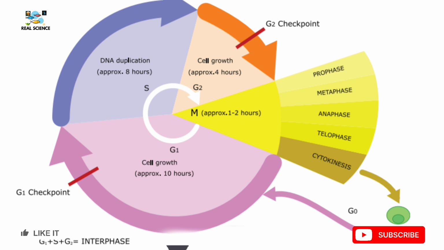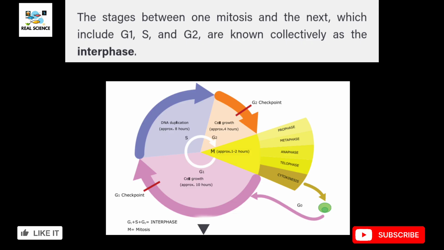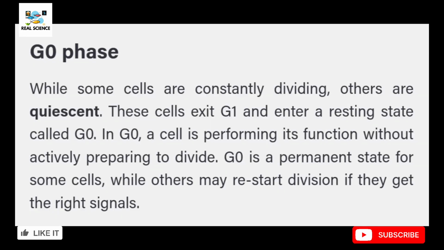So let's see how these phases work. The gap 1 checkpoint, the S phase, and the G2 gap checkpoint, together known as interphase. Let's just start with the G0.